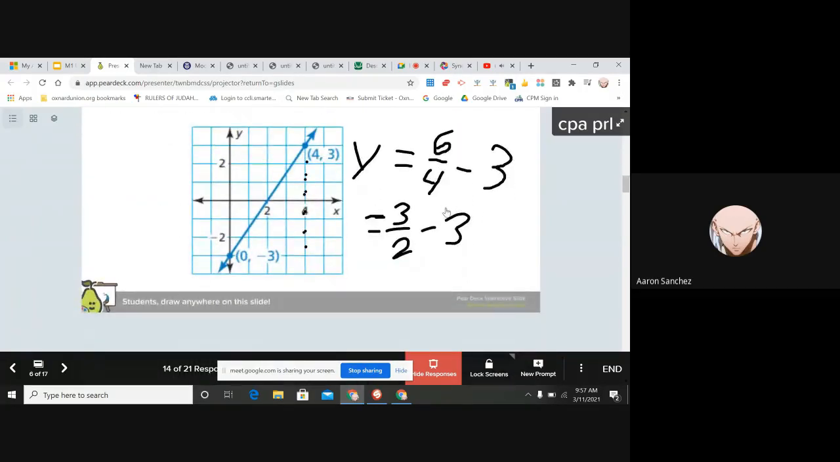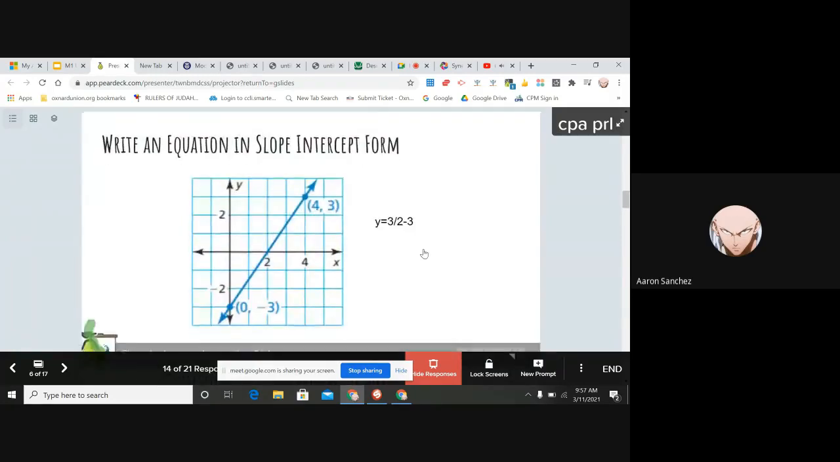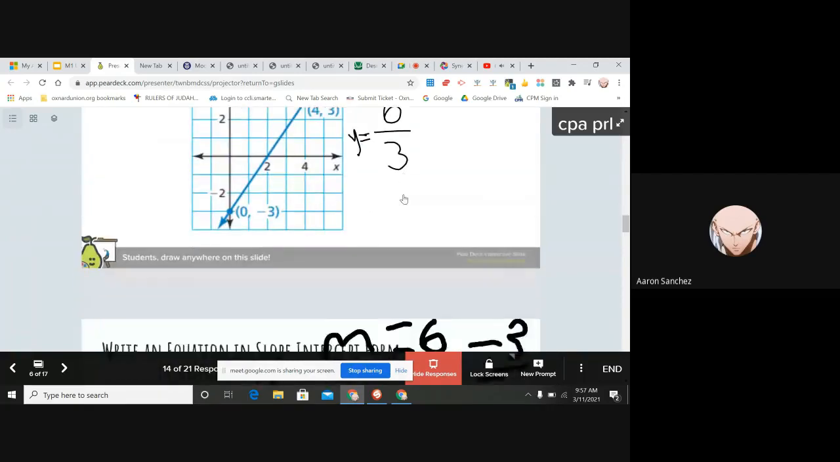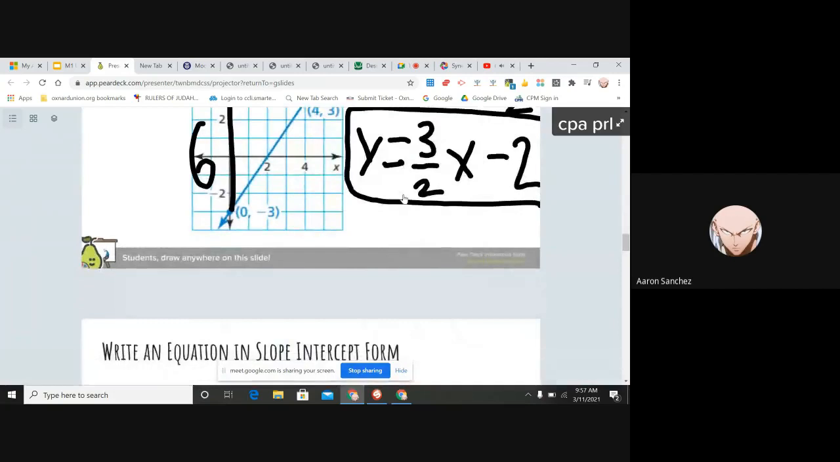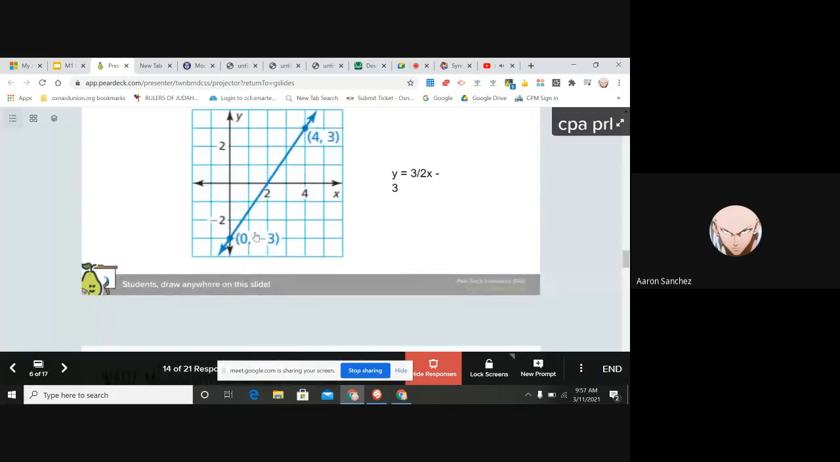Okay. This same thing here, 3 halves. Make sure you have the x. There you go. Write that x in there. Perfect. Got to get that x. And same thing here. Write the x in. Okay, good. The ones who are doing it are getting it. There you go. 3 halves x minus 2. It's crossing at 3 there, just where it crosses there.